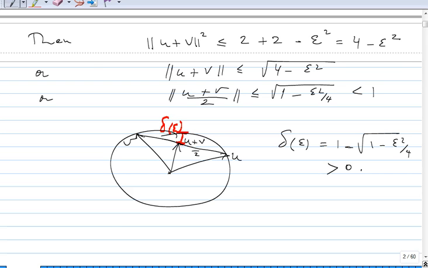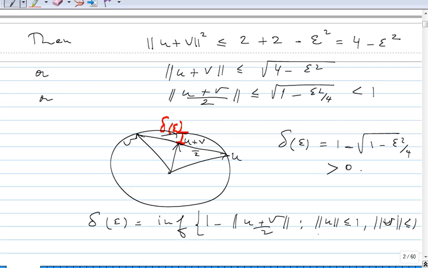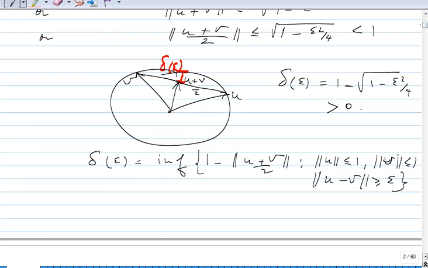There is another definition for delta epsilon. We can write delta epsilon as the infimum of 1 minus the norm of u plus v over 2, such that the norm of u is less than 1, the norm of v is less than 1, and the norm of u minus v is greater than epsilon. So this is all in R2. This is coming from the Euclidean Hilbert space R2.